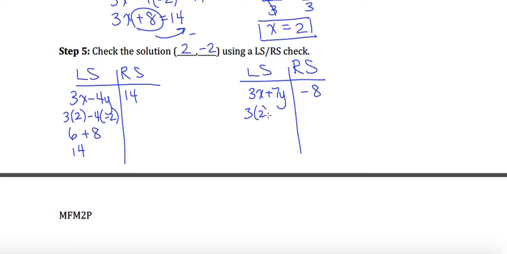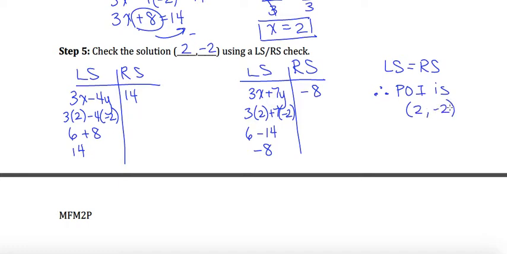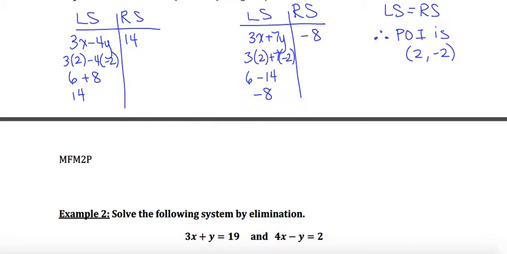So I have 3 times 2 plus 7 times negative 2. 3 times 2 is 6. 7 times negative 2 is negative 14, and 6 take away 14 is negative 8. So it works for both my equations. So the left sides equal the right sides. Therefore, I can say with certainty that my point of intersection is the coordinate 2 and negative 2. So this left side, right side check is a great strategy to use to make sure that you've done your questions correctly. So let's go through 2 more examples.